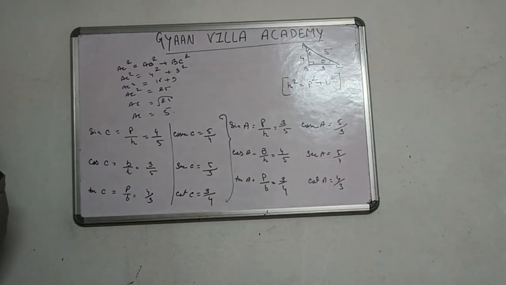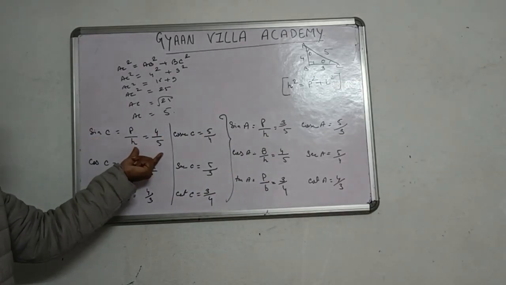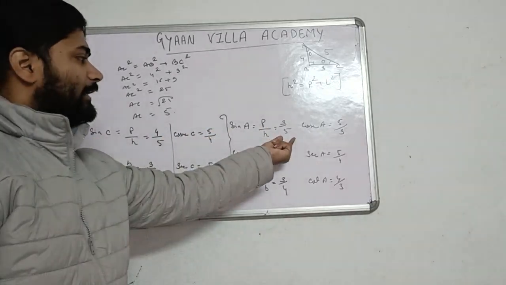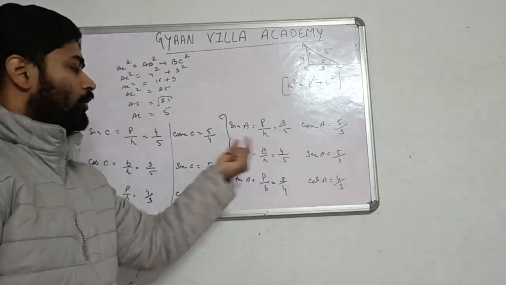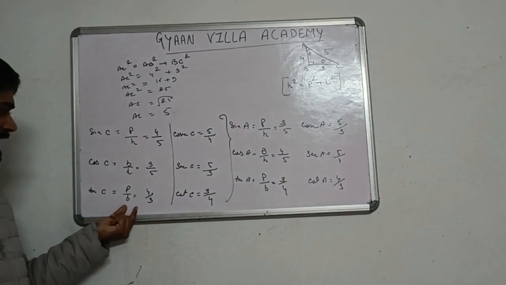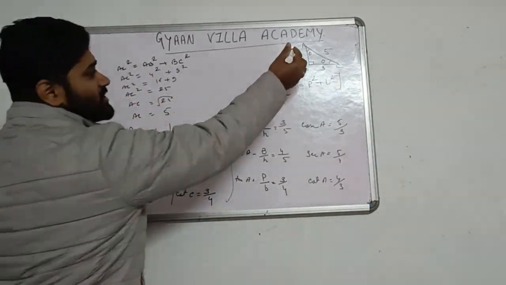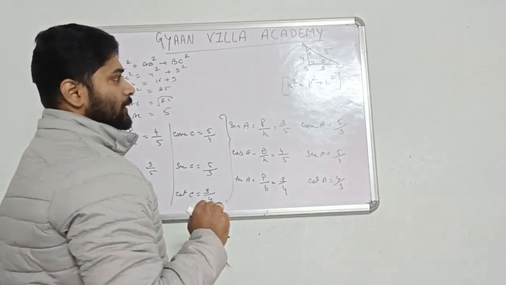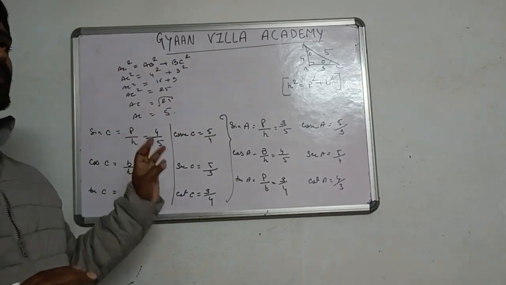समझ में आ रहा है? दिखाई दे रही है साइन में क्या डिफरेंस आ रही है. साइन C से देख रहे हो तो 4 by 5, साइन A से देख रहे हो तो 3 by 5. cos C 3 by 5, cos A 4 by 5. tan C, that is 4 by 3, tan A, that is 3 by 4. जैसे ही एंगल्स चेंज होंगे, परपेंडिकुलर एंड बेस चेंज हो जाएगी. These are the basic terms जो आपको ध्यान रखने हैं.